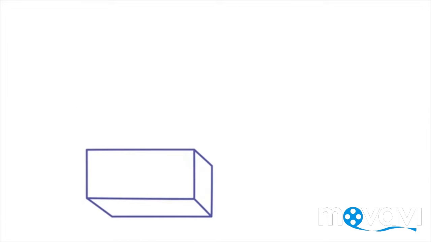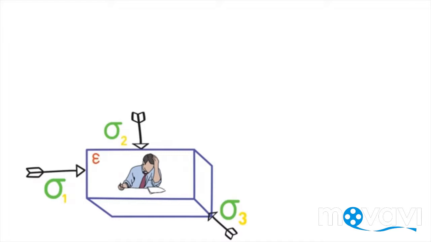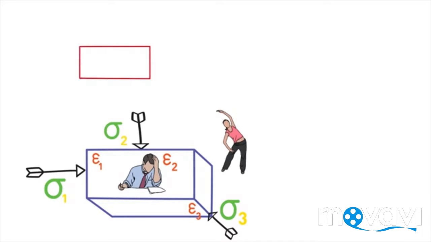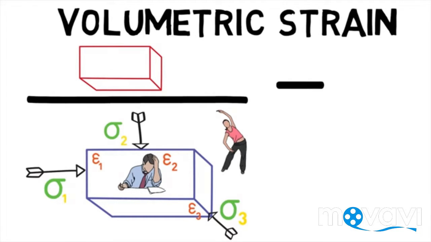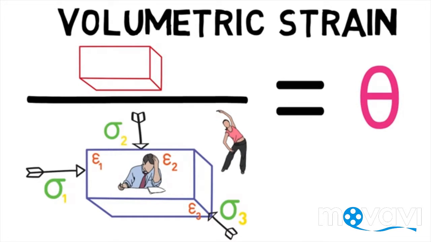Now, consider a rectangular solid under stresses sigma 1, sigma 2 and sigma 3. Then epsilon 1, epsilon 2 and epsilon 3 will each denote the respective strain in their directions. The new dimensions of the rectangle become this. Volumetric strain then is defined as the increased volume of the rectangular solid upon the original volume of the solid and is denoted by theta.